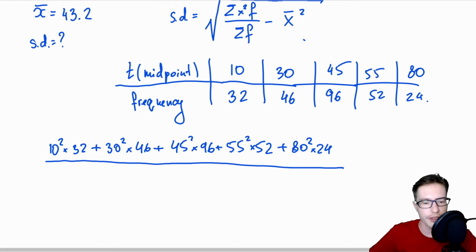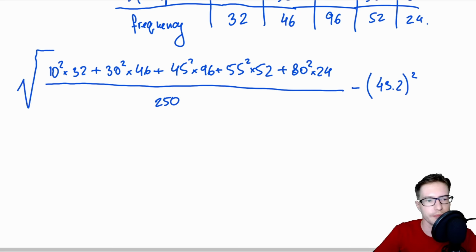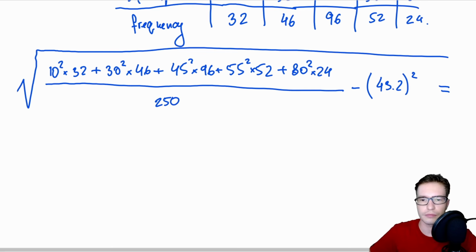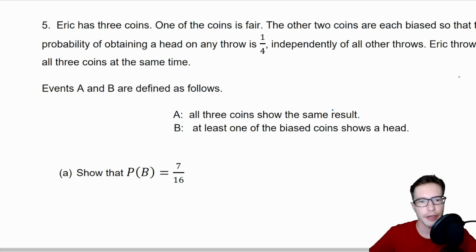Now, over the total frequency, which is 250, and now we'll have to subtract the mean squared. And don't forget to take the square root. All in all, after substituting this in a calculator, I got 18.258. Now let's round it to 3 significant figures and put in the answer: 18.3.